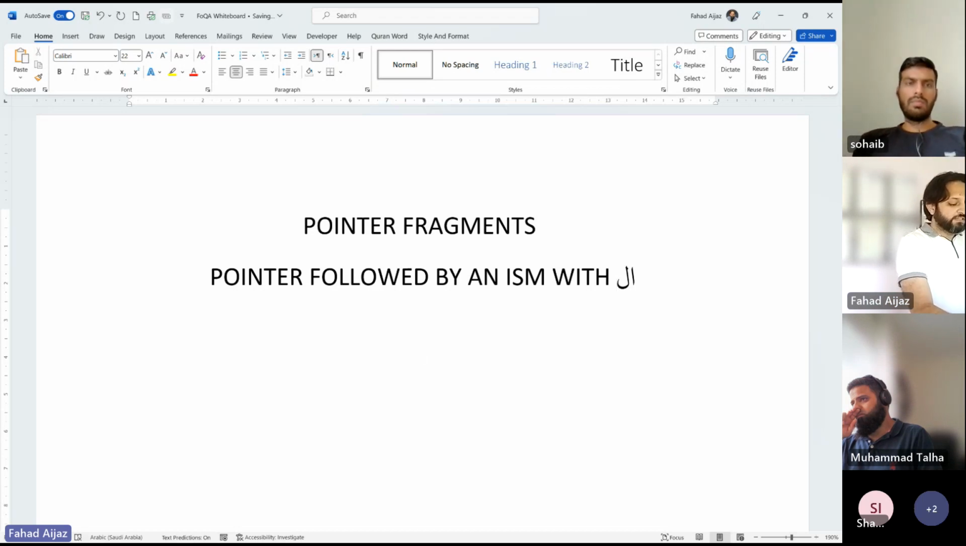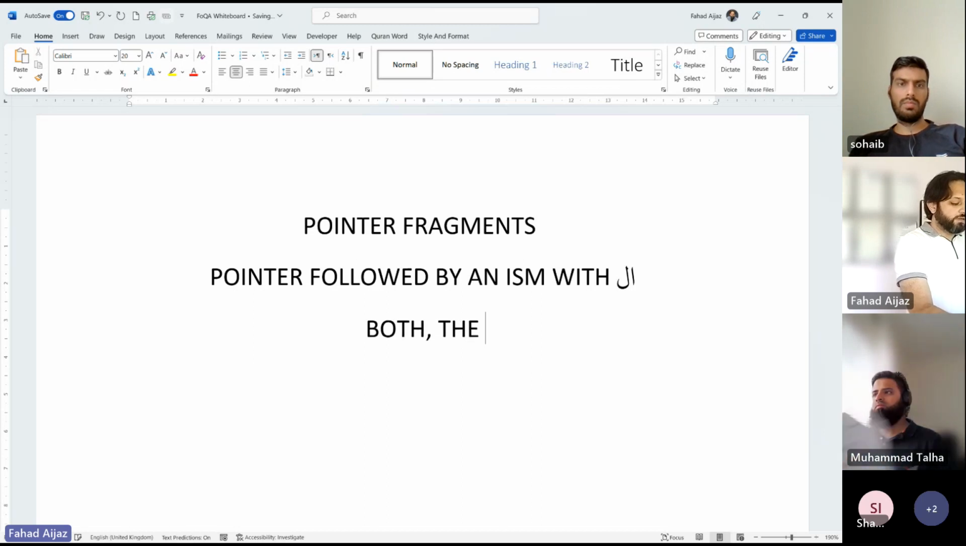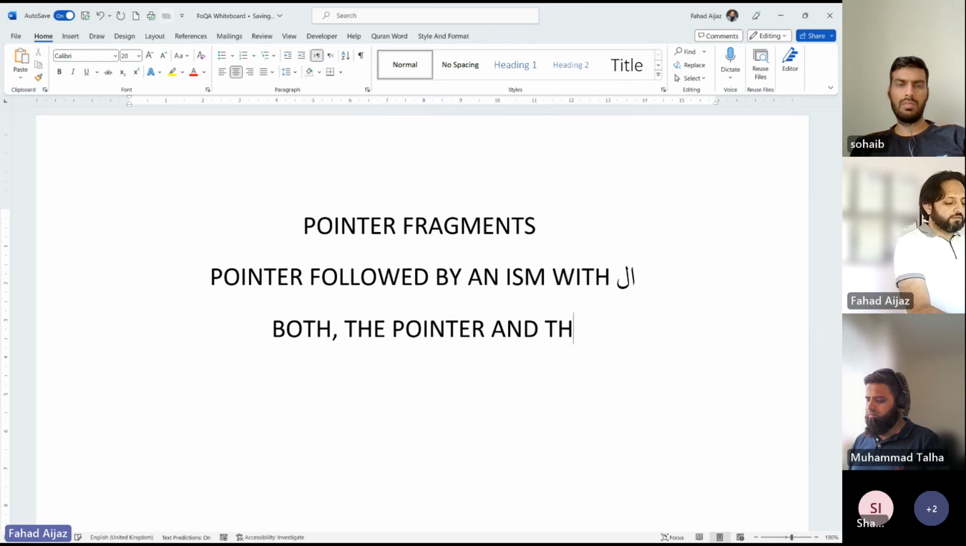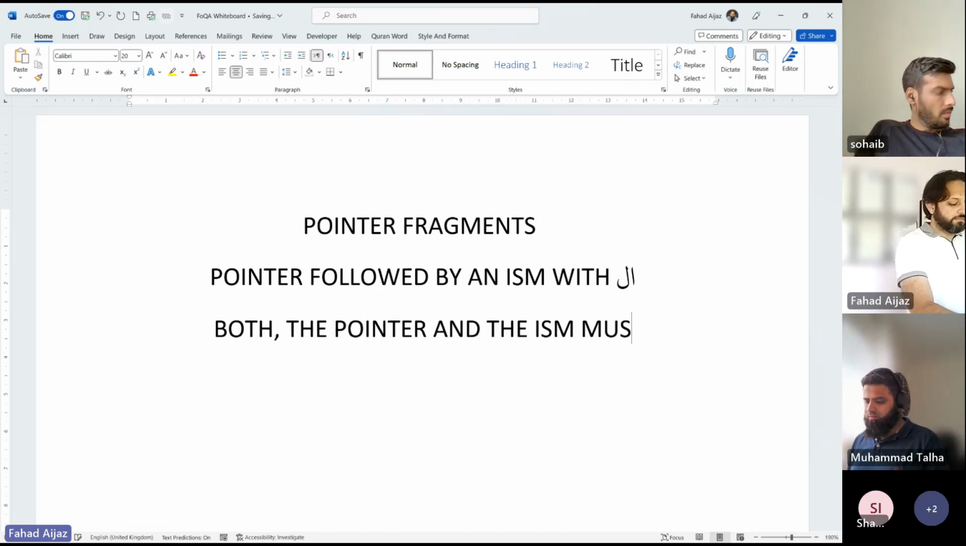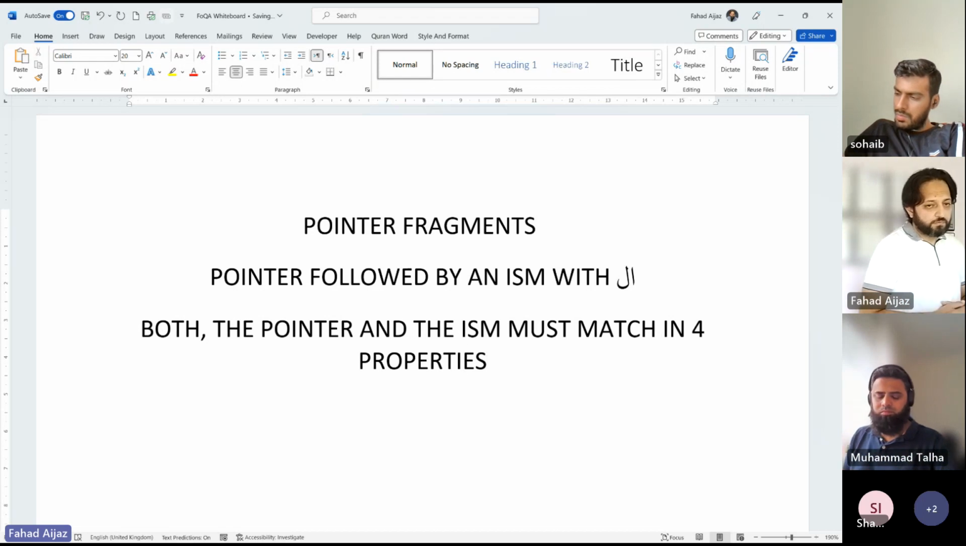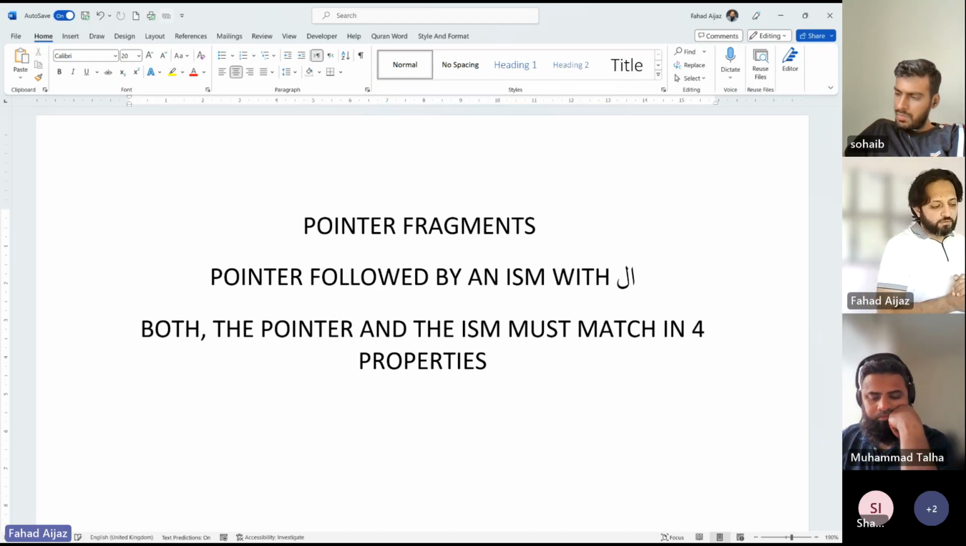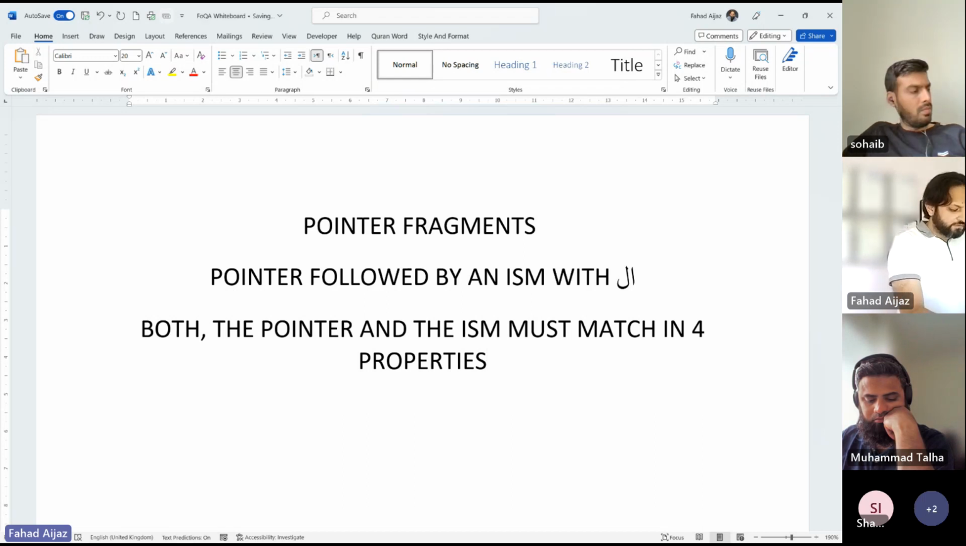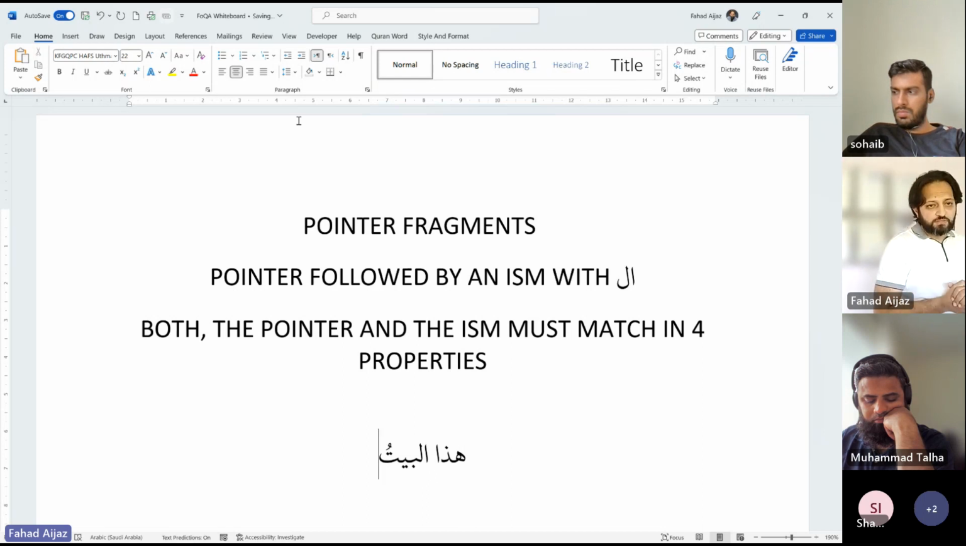In this fragment we said both the pointer and the ism must match in four properties. That's what we said, right? And then we did a few examples. For example, we did hazal baitu.